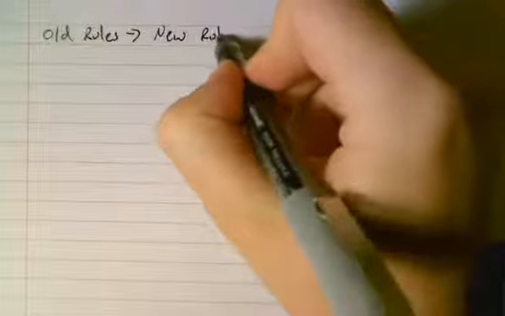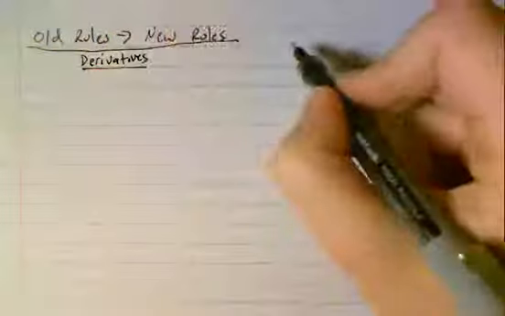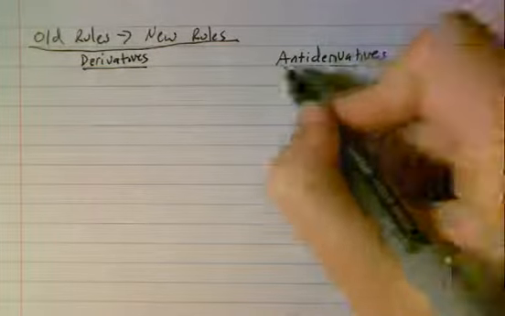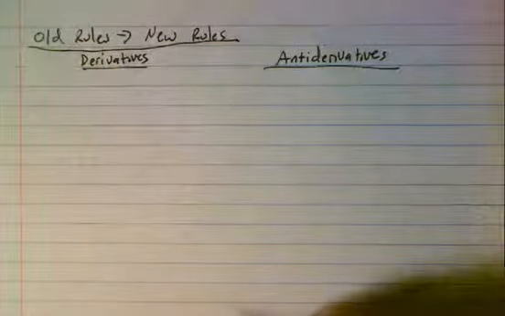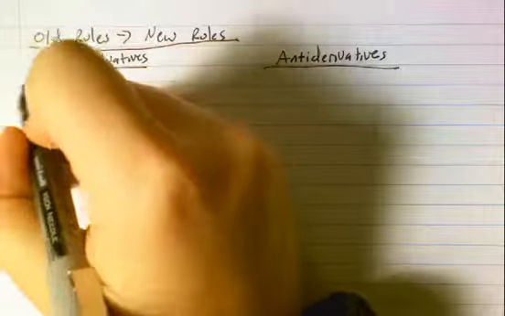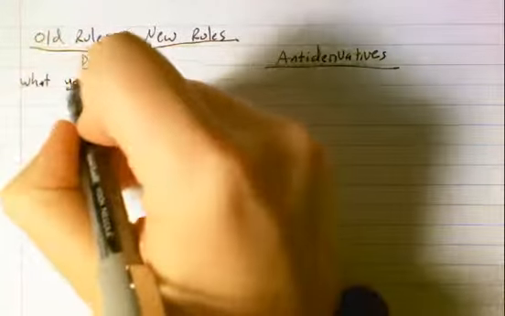Okay, let's start in on the rules. So these all parallel the rules that we had for derivatives. So old rules are turning into new rules. And I'm going to put our derivative rules on one side, and our antiderivative rules on the other side. So there are a couple that we should be familiar with. Okay, I'm going to put these rules under the heading of what you can work with separately.